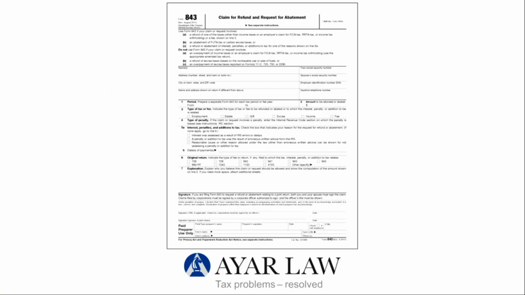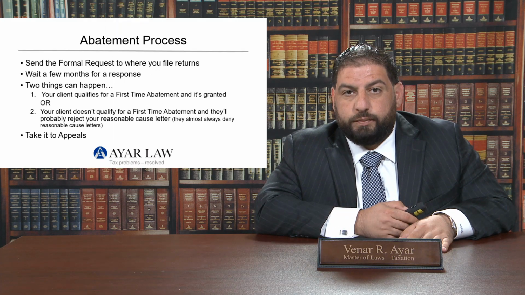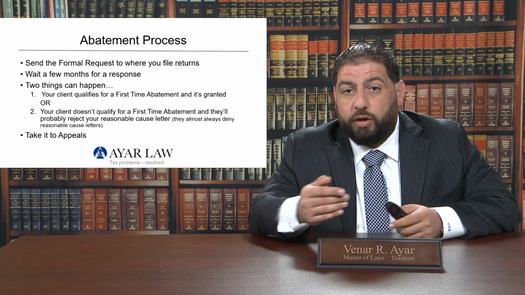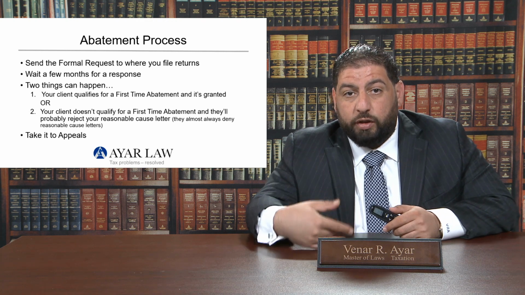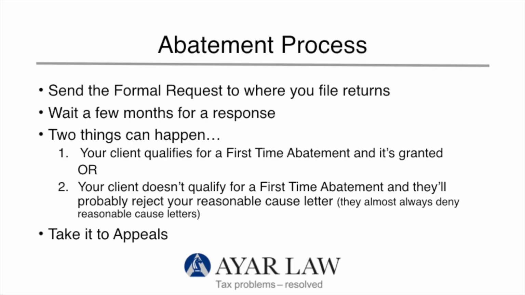This is what a sample Form 843 looks like. Notice that it references a specific penalty for a specific period. You should fill one out for each period. Although if you combined them and just put multiple periods on one form, the IRS probably wouldn't complain much. But in our office, we always do a separate request for each period just to make sure that things don't get mishandled. The process for doing an abatement is you send the formal request to where you file the returns. You wait a few months for a response.